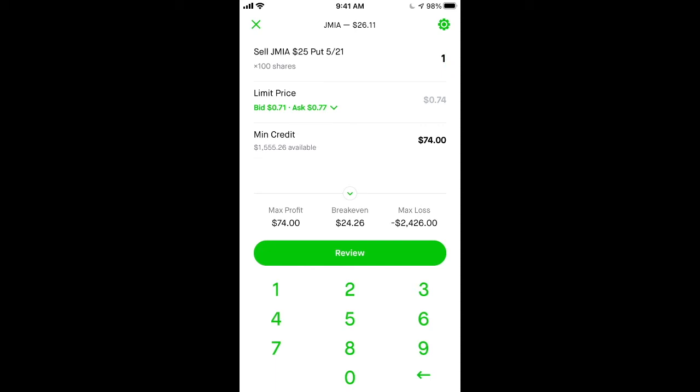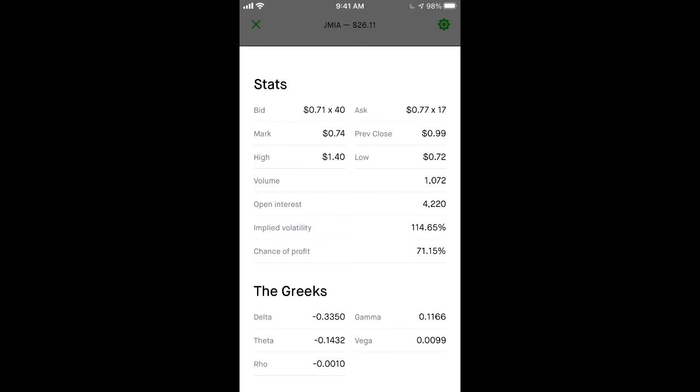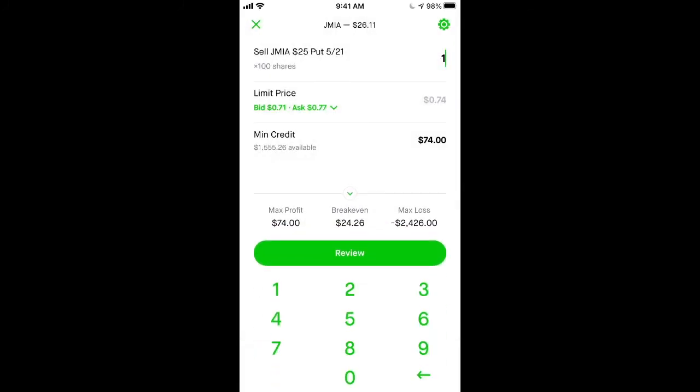If you put 0.71 cents, the likelihood of you getting the stock is very slim. And if you put 77, you're most likely to get the stock pretty much right away. Right here that says 77, you're most likely to get the options right away.